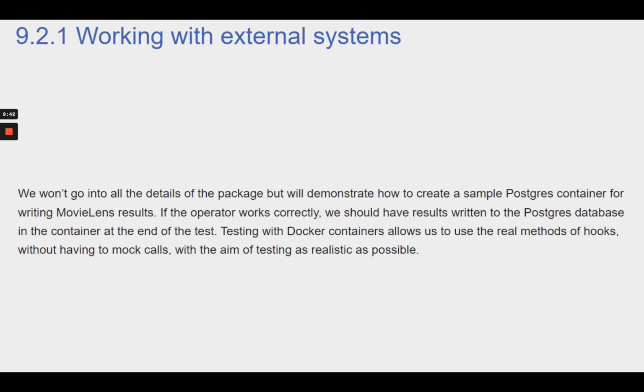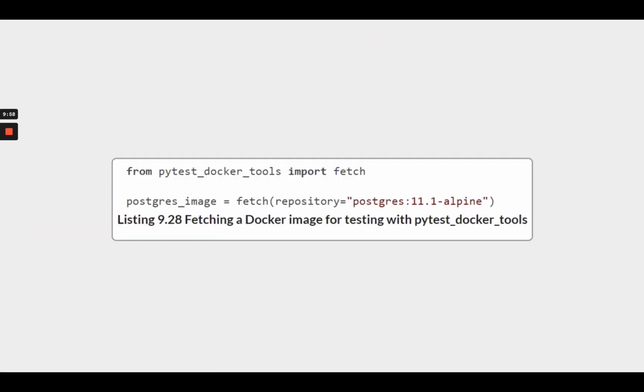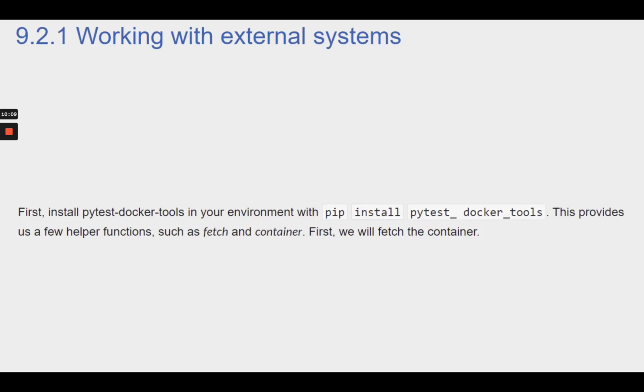If the operator works correctly, we should have results written to the Postgres database in the container at the end of the test. Testing with Docker containers allows us to use the real methods of hooks without having to mock calls, with the aim of testing as realistically as possible. First, install pytest_docker_tools in your environment with pip install pytest_docker_tools. This provides us a few helper functions, such as fetch and container.